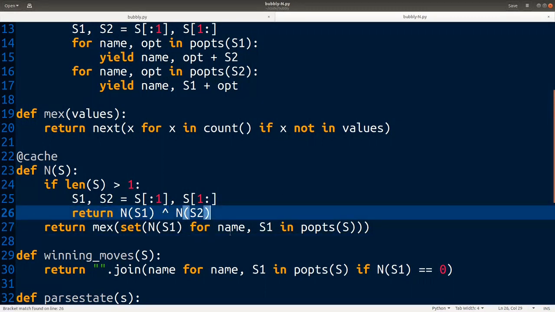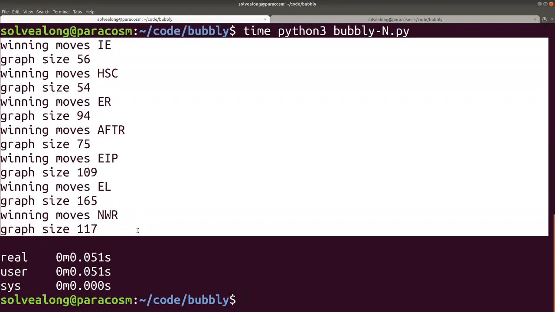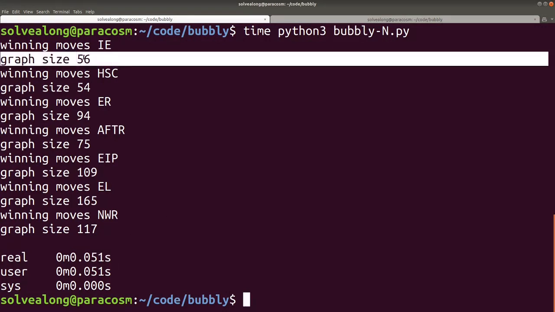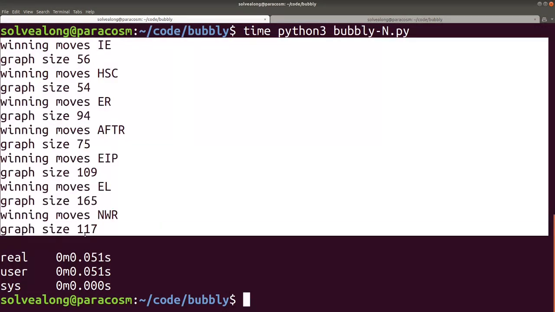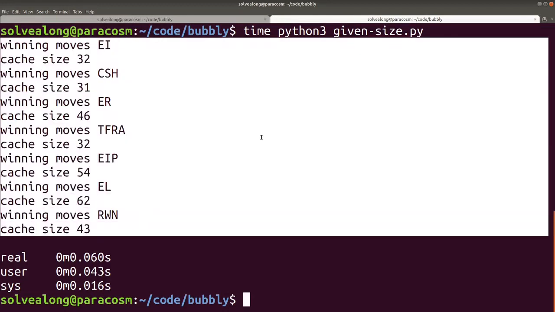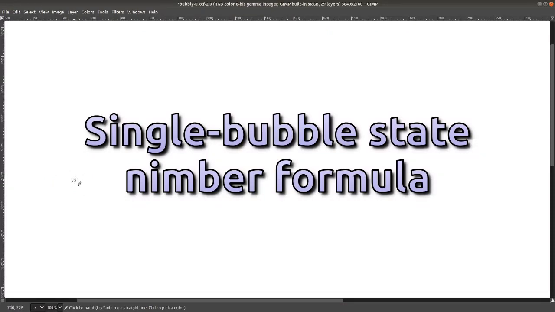And hopefully that improves the runtime. Okay, great. So yeah, same output as before, and you see it's at 0.05 seconds. You know, a really big improvement. And the graph sizes are much smaller than they were before. They got up to 40,000 before. These are much closer to the given solution's cache sizes. Theirs is a little bit smaller because they have one more optimization I won't get into. You can see why it runs so much faster, because the number of states that it's checking is so much smaller. Back to the problem we still have.